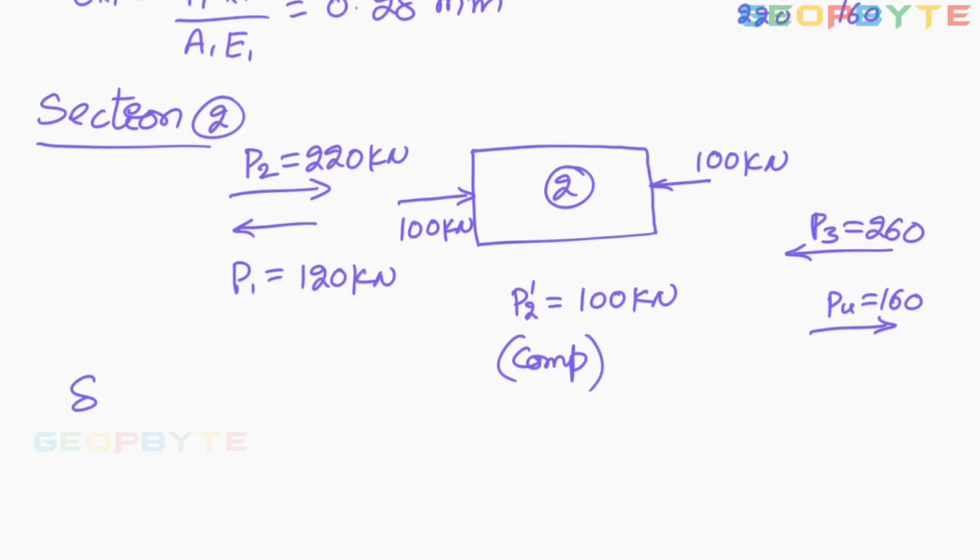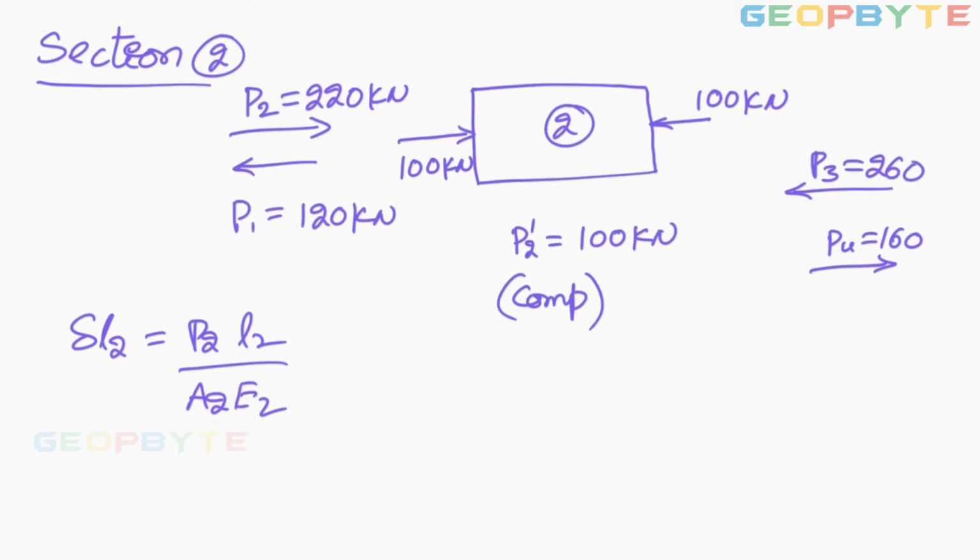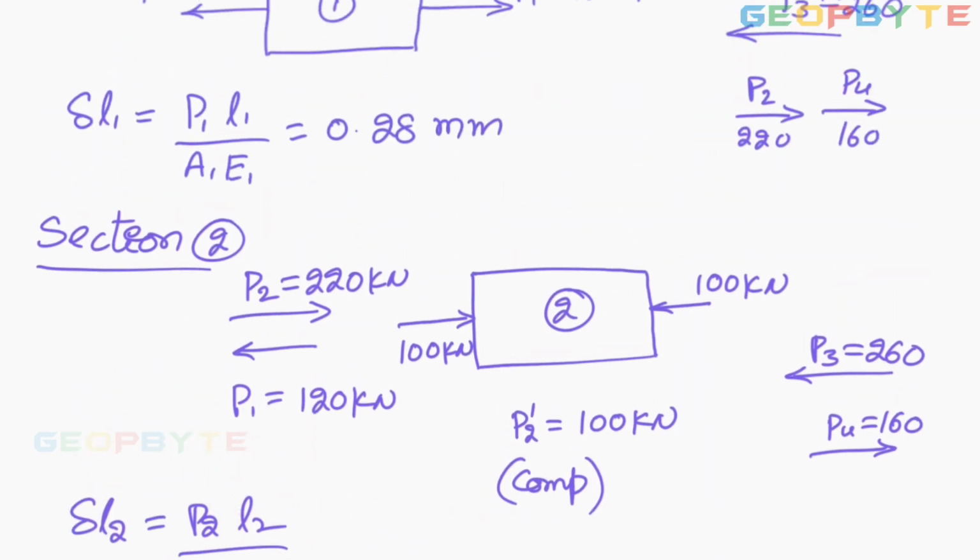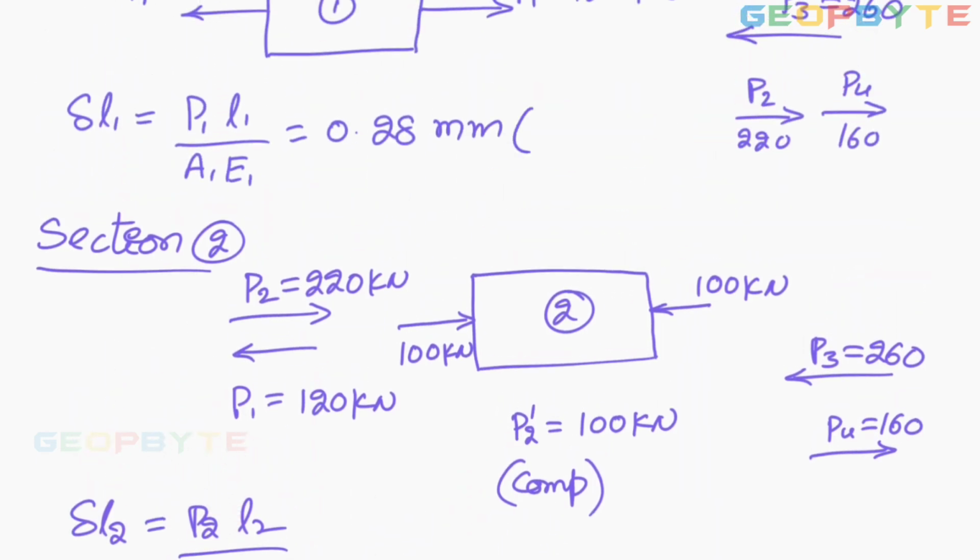Then change in length for section 2, P2 L2 by A2 E2. You put all the values for getting the change in length for section 2, which is 0.8 mm. This is contraction, whereas with respect to section 1, 0.28 mm is the elongation.